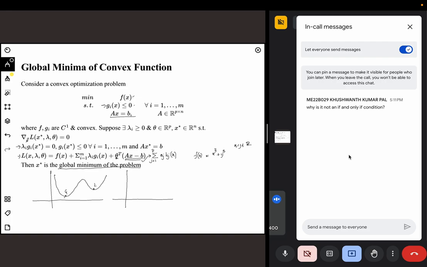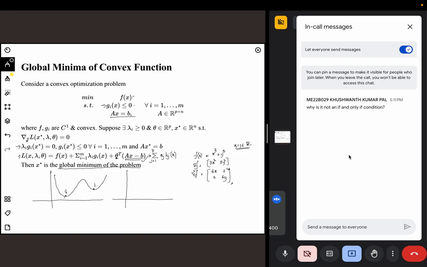You just calculate the Hessian. What will be the Hessian? The gradient of f will be 3x square and 3y square, and the Hessian will be 6x, 6y on the diagonal. This will be positive definite only in the first quadrant. So for all x, y belonging to R, it is not a convex function. There is no guarantee that you will have a global minimum. This is only for a convex function.